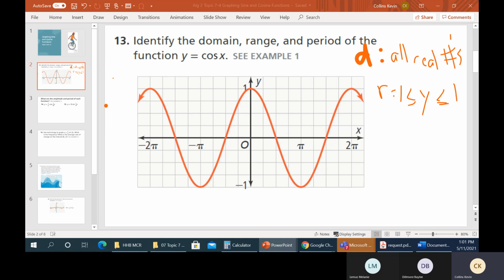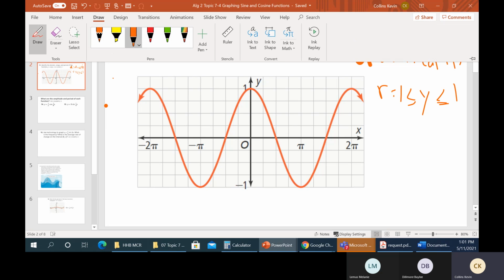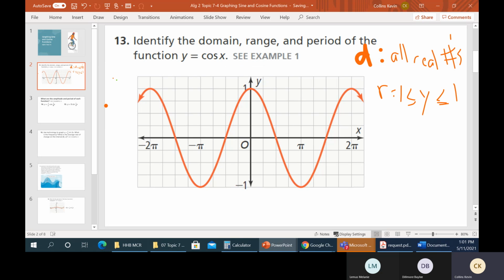Okay, so let's talk about the period. The period is how much we go along the x-axis until this thing repeats. Let's use a different color because that orange looks like the orange they're using. So we start here, and come down, and come back up, and it looks like the pattern starts repeating here. So we start at 0. Where did we end up?